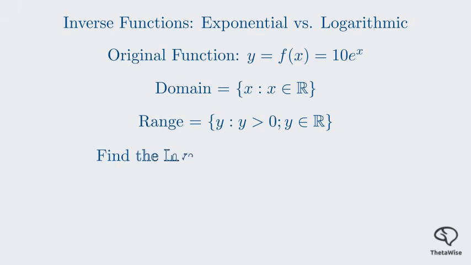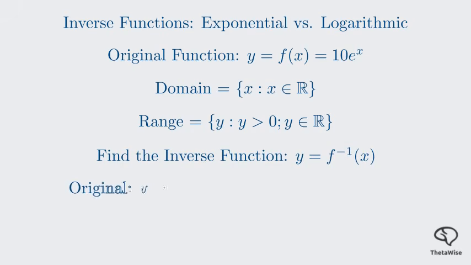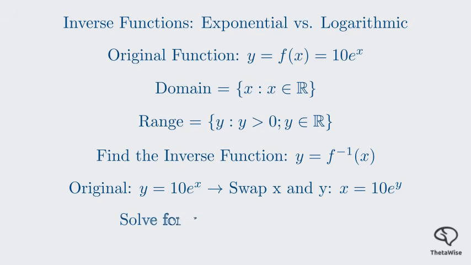Now let's find the inverse function, which we denote as f inverse of x. The key step to finding an inverse is to swap the x and y variables in the original equation. So our equation y equals 10e to the x becomes x equals 10e to the y. This new equation defines the inverse function. Now we need to solve this equation for y to get the inverse function in the standard y equals f inverse of x form. First, we isolate the exponential term by dividing both sides by 10. This gives us e to the y equals x over 10.